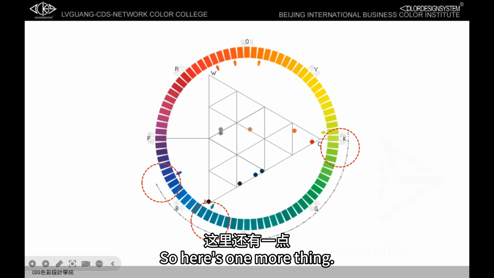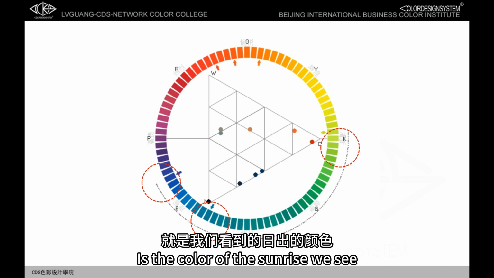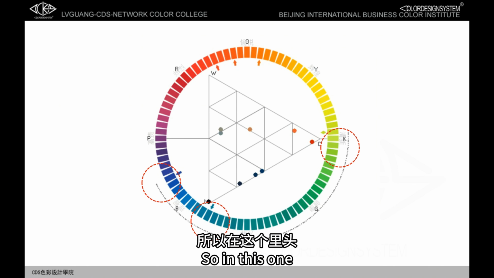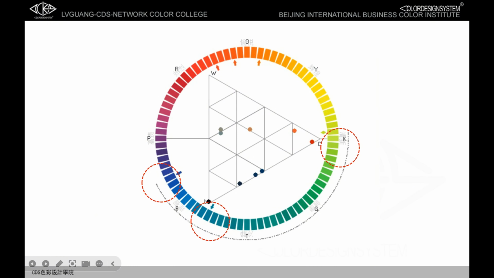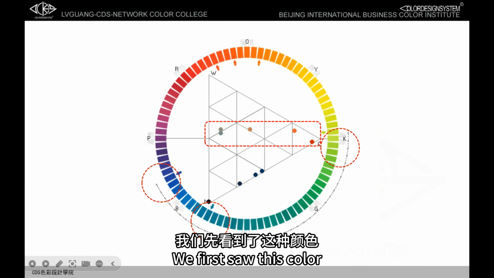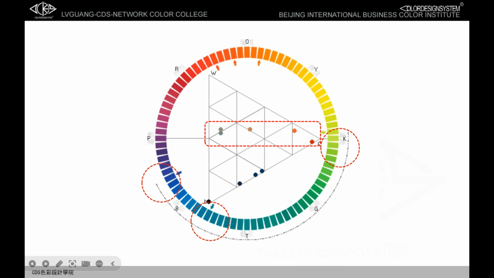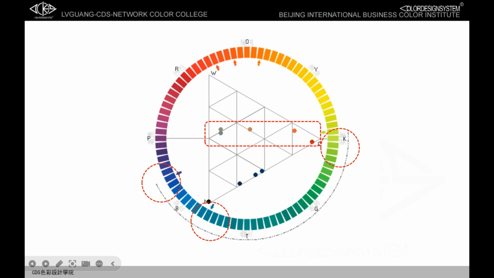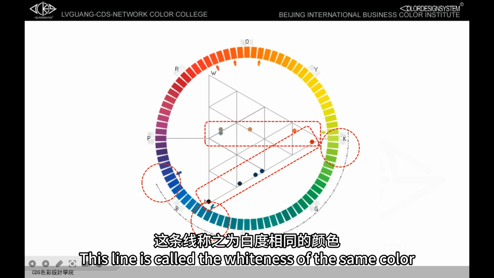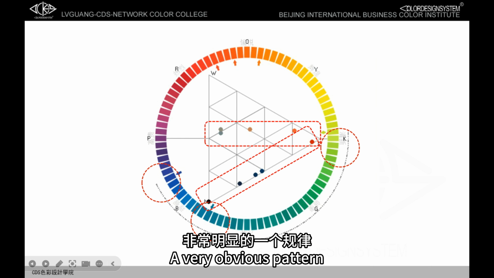So here's one more thing. That's its hue, the color of the sunrise we see. But it's an embellishment, so in this one we will make an expression in the triangle. We first saw this color, from the most vivid reds and oranges to grayish colors, the bright white gray we see in the sky, to the black we see. This line is called the whiteness of the same color. This line is also a color, a very obvious pattern.